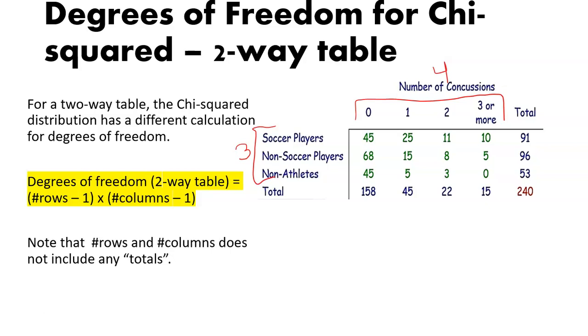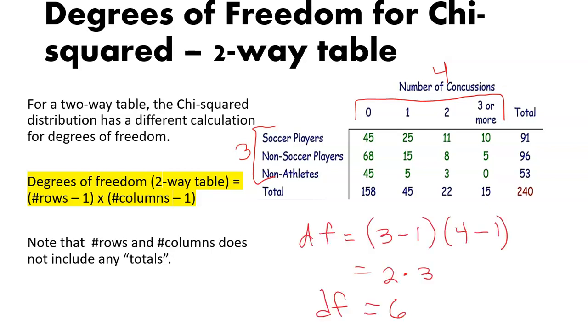So here we go, degrees of freedom. I would take 3 minus 1, that's the number of rows excluding the total. And we would take 4 minus 1, that's the number of columns. Multiply that together, and this gives us degrees of freedom of 6 in this problem.